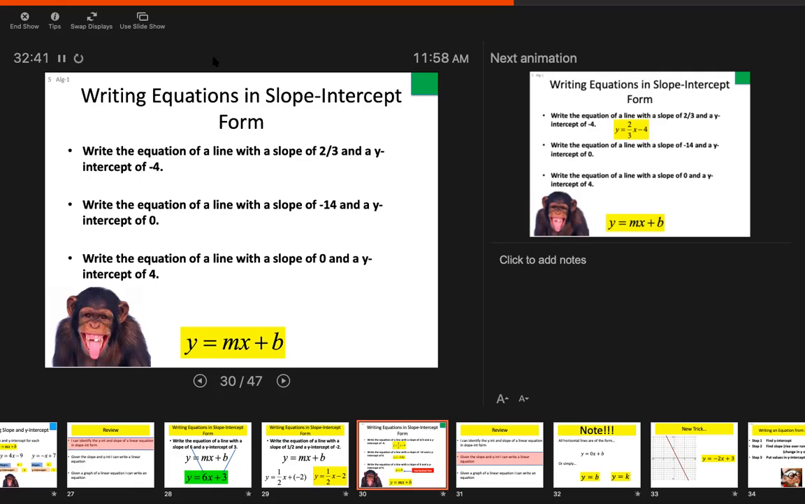All right, Haley, first one. What do you got? Y equals 2/3 x minus 4. Okay, that's exactly right. All right, Harley, you got the middle one. What do you got? Y equals -4x plus 0. Okay.